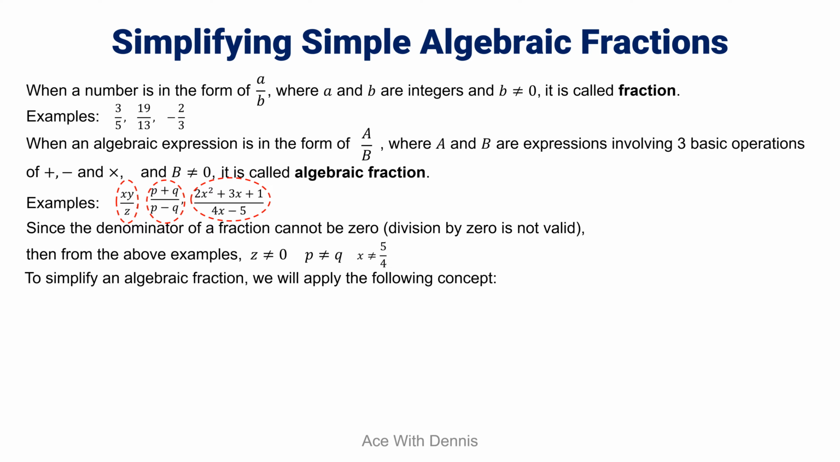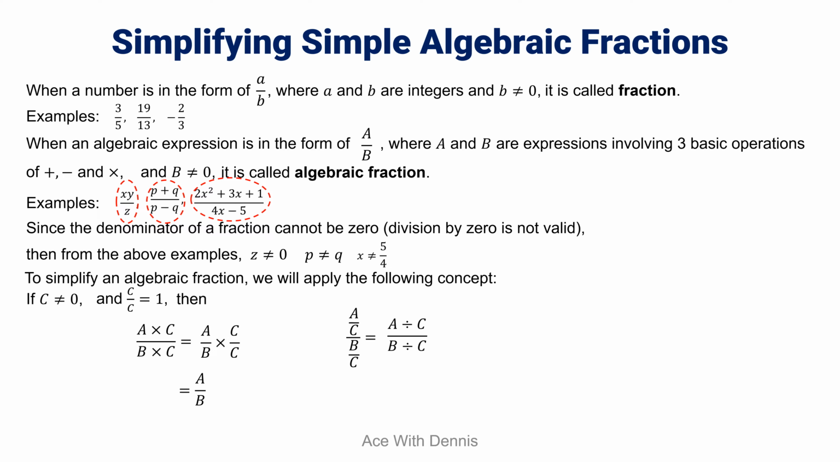To simplify an algebraic fraction, we will apply the following concept. If c is not equal to 0 and c over c equals 1, then a times c over b times c equals a over b times c over c, which is a over b. On the other hand, a over c over b over c can be written as a divided by c over b divided by c, and also a over b divided by c over c. When we simplify, we get a over b, where b is not equal to 0 for both cases.